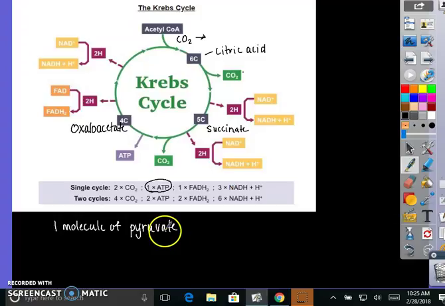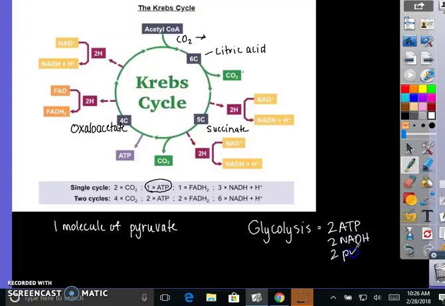And remember that pyruvate, also called pyruvic acid, is coming from glycolysis. Okay, so let's take a minute and recap how much we have so far. All right, so glycolysis produces 2 ATP, 2 NADHs, and 2 pyruvates.